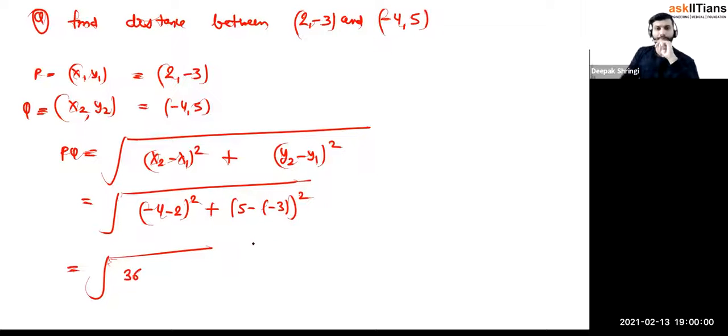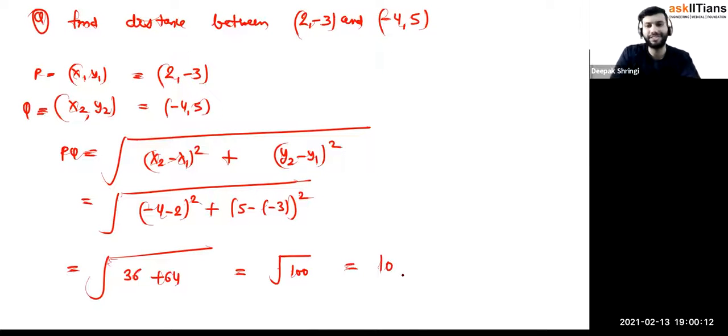36, right? Okay. And 5 minus 3, what? 5 and 3, 8. 8 square is what? 64. So what you are going to get is under root of 100. And that is what? 10. Distance between P and Q is what? The distance between P and Q is 10 units. Okay, got it? Got how to use the formula?